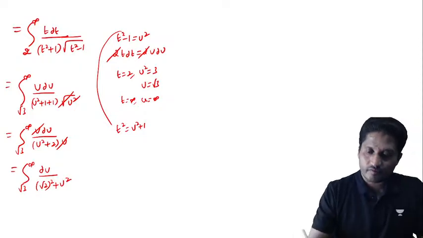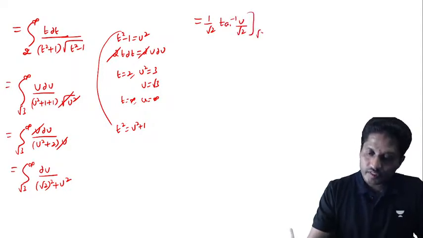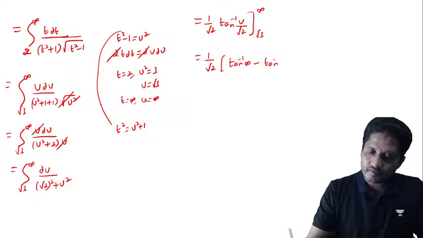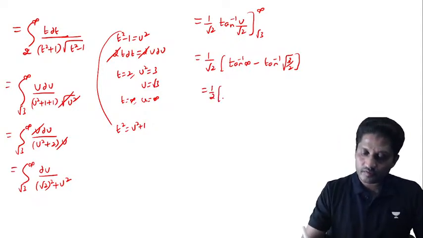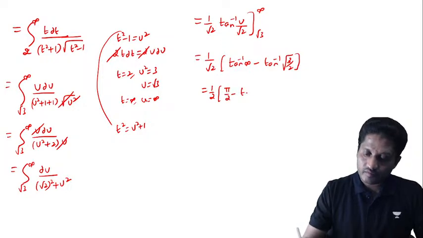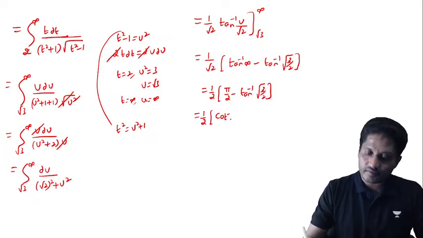This is a square plus x square form. Formula is 1 by a tan inverse of x by a. So that is tan inverse of u by root 2 between the limits root 3 to infinity. So this is 1 by root 2. Upper limit is tan inverse of infinity minus lower limit is tan inverse of whole root of 3 by 2. Tan inverse of infinity is pi by 2. This is pi by 2 minus tan inverse of whole root of 3 by 2. Okay, 90 minus tan inverse is cot inverse. So this is cot inverse of whole root of 3 by 2.